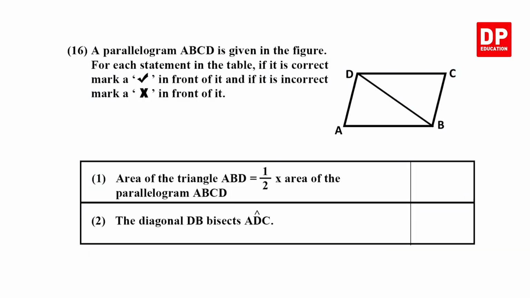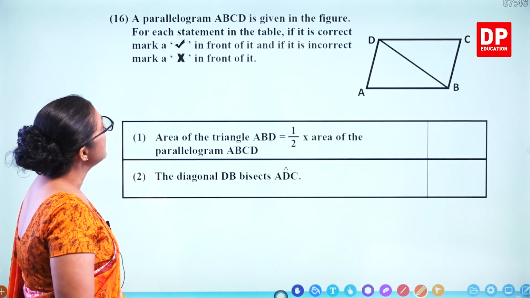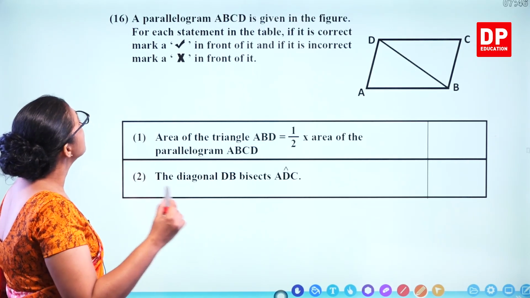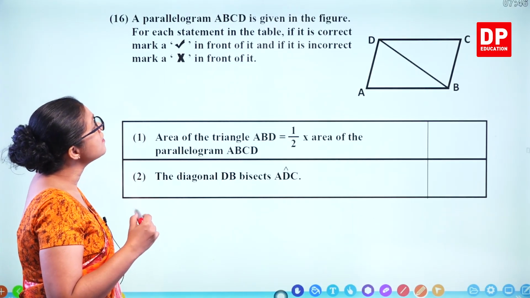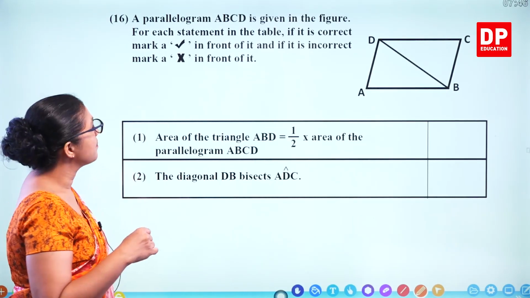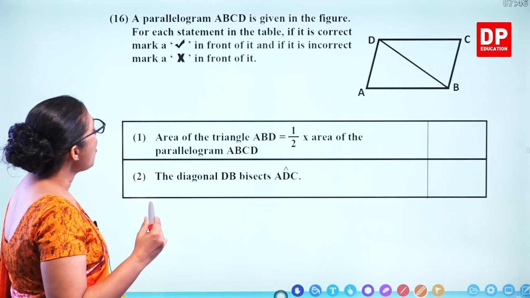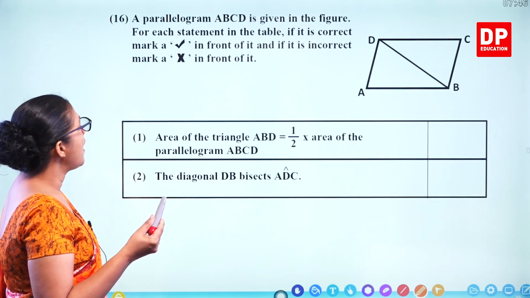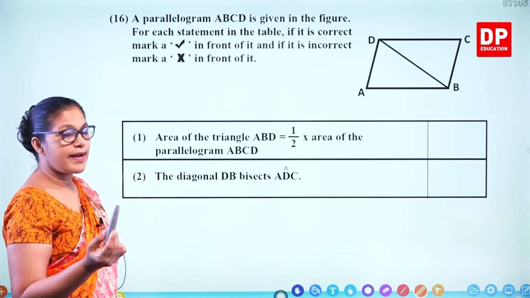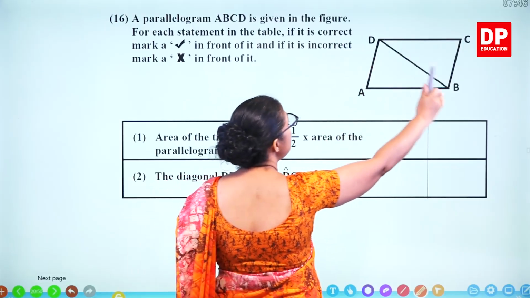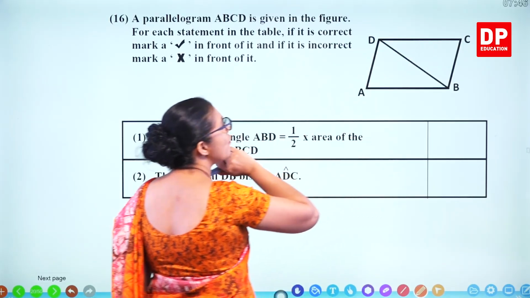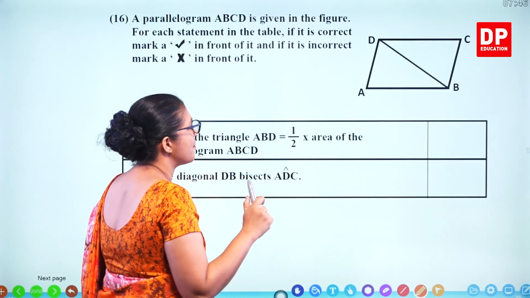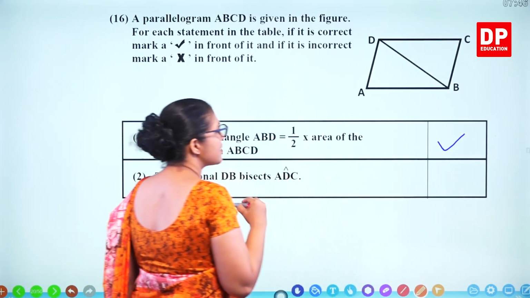Question number 16. A parallelogram ABCD is given in the figure. For each statement in the table, if it's correct, put a tick in front of it, and if it's incorrect, put a cross. Area of the triangle ABD is half the area of the parallelogram ABCD. It's correct because a diagonal always bisects the area of the parallelogram. So this is half, and the addition is the full parallelogram. So this statement is correct.